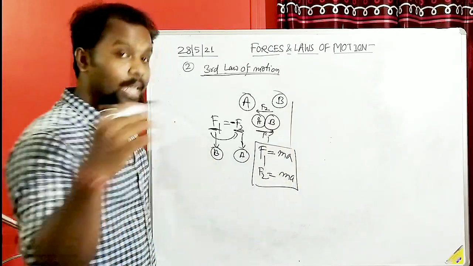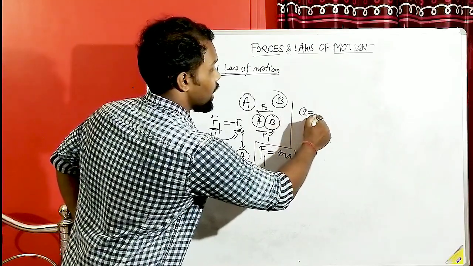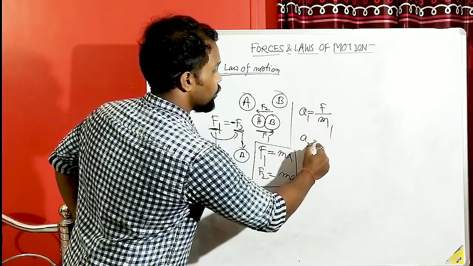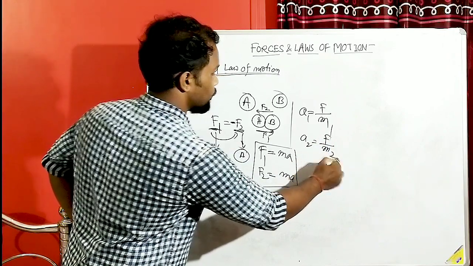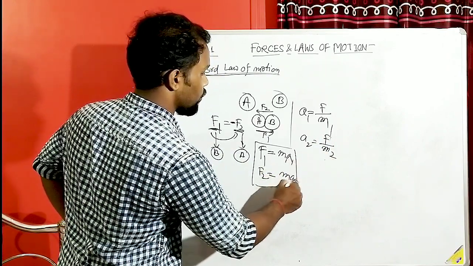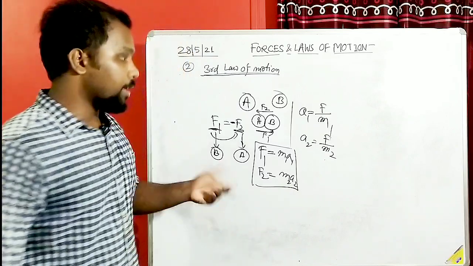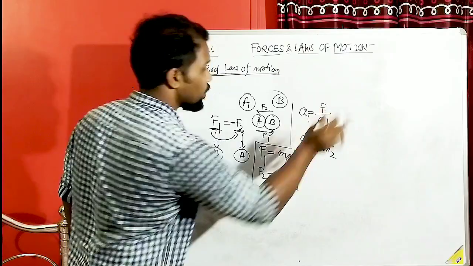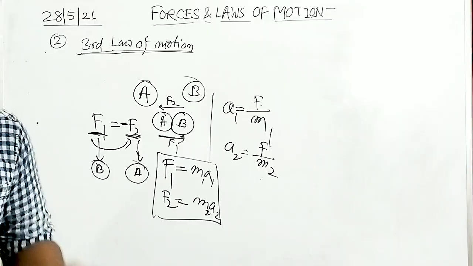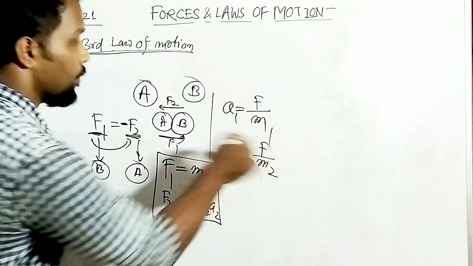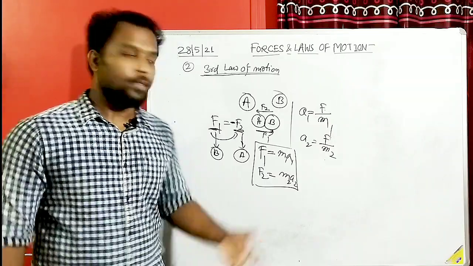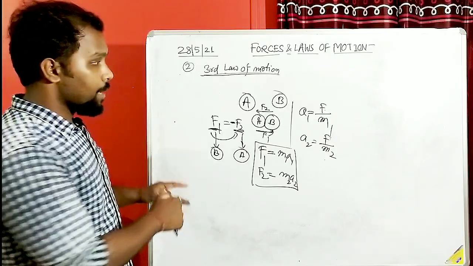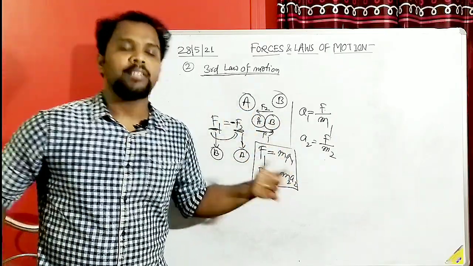If we look very closely, what can you write? A1 equal to F by M1, and A2 is going to be F by M2. Give some names: M1, A1, M2, A2. Here, though the forces are equal, this F is the same. What is the different thing? This M1 and M2. Right or wrong? Right now, this M1 and M2 are different. So what can you say? Though the forces are the same, with the difference of masses, the acceleration will be different.